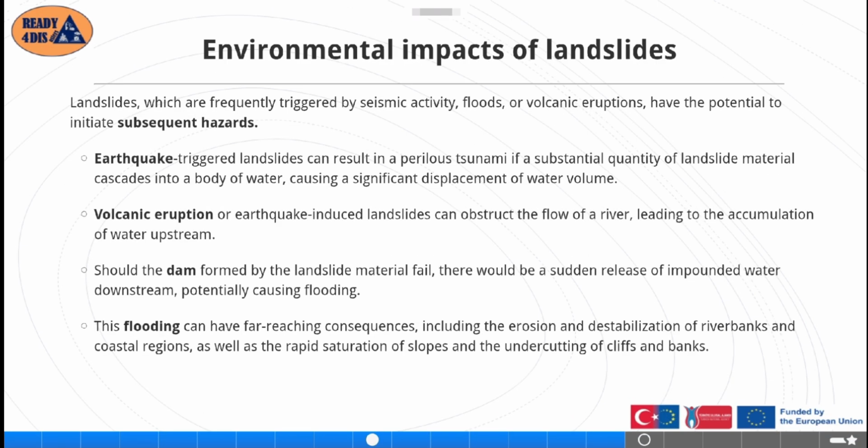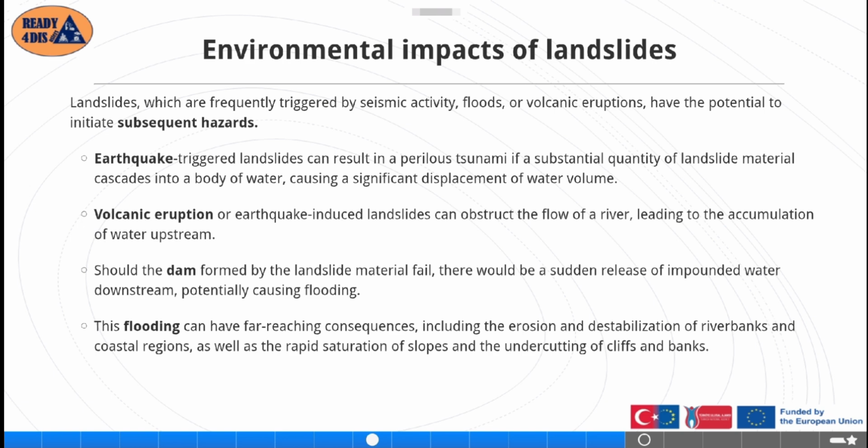Environmental impact of landslides. Landslides do not only generate direct impacts, they can also trigger secondary hazards. This is especially true for landslides that occur after earthquakes, floods, or volcanic eruptions, which significantly increase environmental risks. Earthquake-induced landslides can cause dangerous tsunamis when large volumes of material plunge into bodies of water, displacing a significant amount of water. Landslides resulting from volcanic eruptions or earthquakes can obstruct river channels, leading to water accumulation upstream, and in some cases, the formation of natural dams.